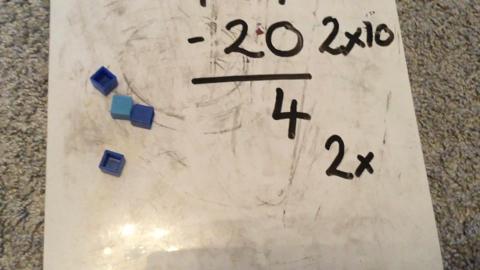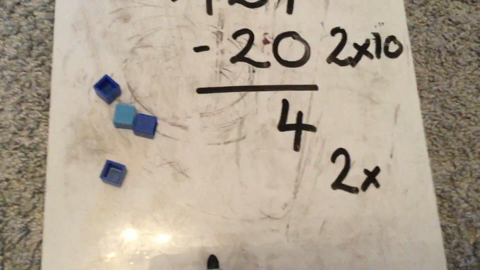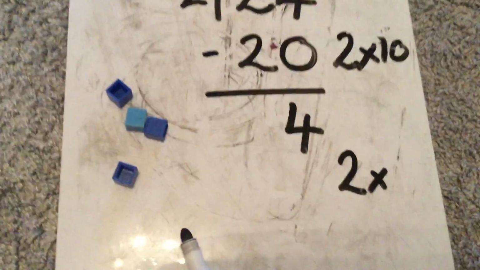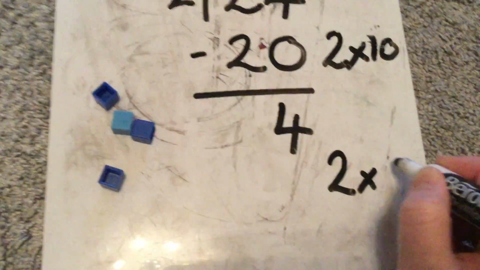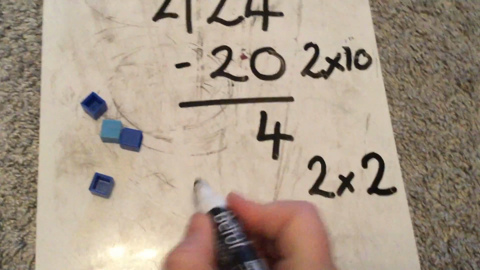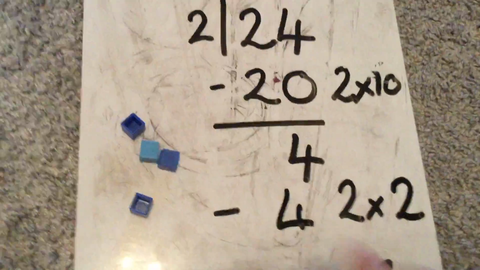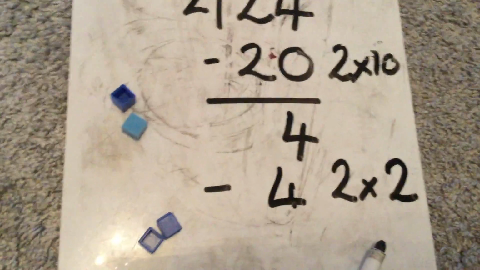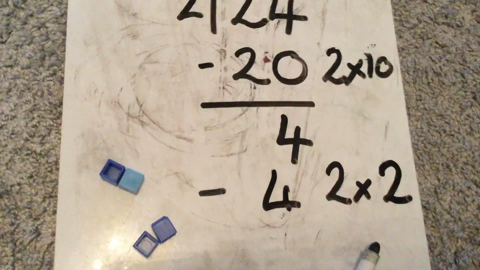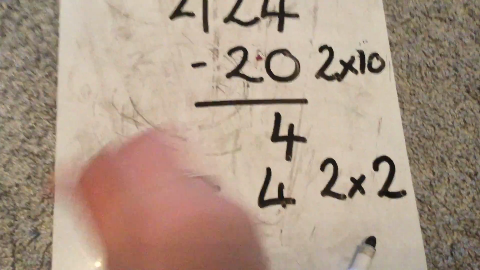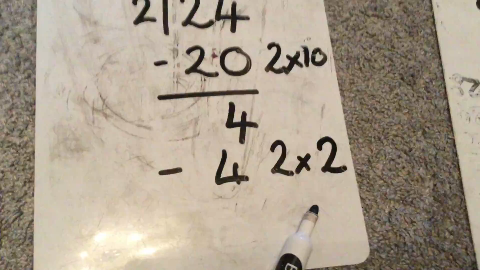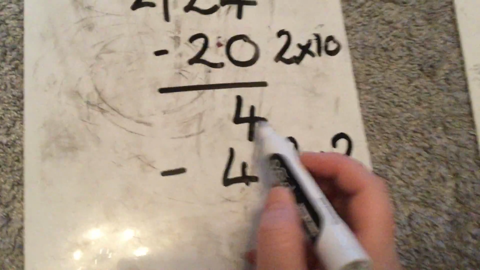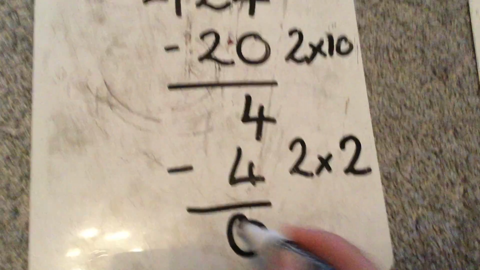2 groups of, if you're counting your 2s, 2, 4. Let's get rid of 2 groups of 2. 1 group of 2, 2 groups of 2. And that would get rid of the rest of those deans. 4 subtract 4 leaves me with nothing.